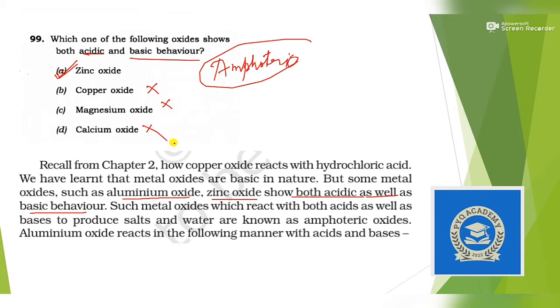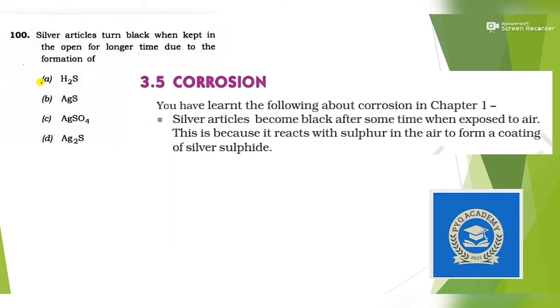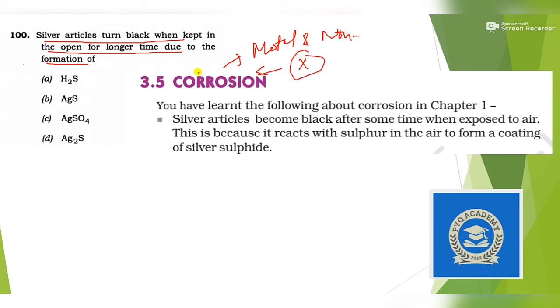In the next question, this is a very famous question which is repeated a number of times in CDS, CAPF or India. Silver articles turn black when kept in the open for longer due to formation of, here you can see, taken from chapter Metals and Non-metals of class 10, chapter 3. Okay, so here you can see silver articles become black after some time when exposed to air. This is because it reacts with sulfur in the air to form a coating of silver sulfide.